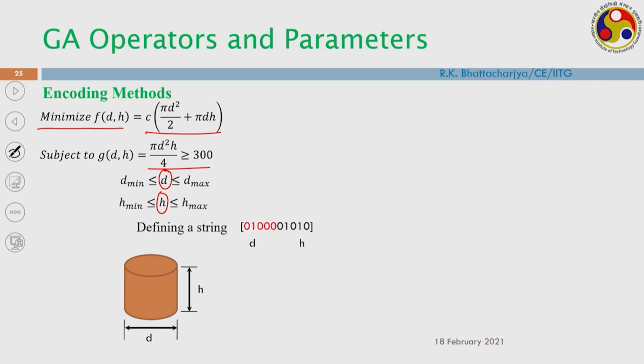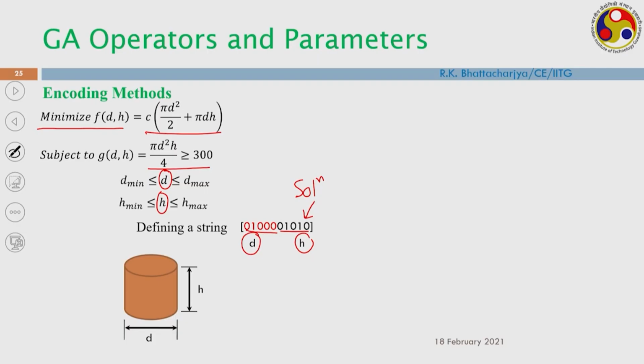Let us define a string here. I am using a total of 5 bits to represent the variable d, and another 5 bits to represent the variable h. This is the solution string basically. Now I am defining something like a chromosome here. This is a chromosome and these are the genes of this particular chromosome.